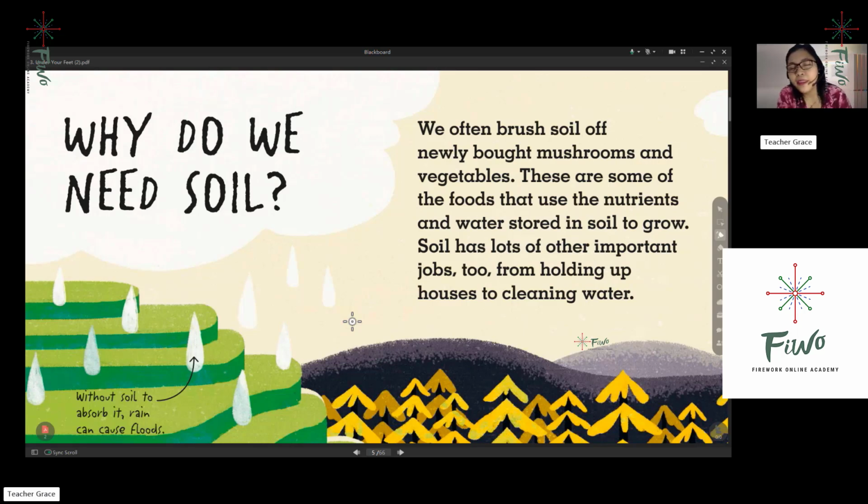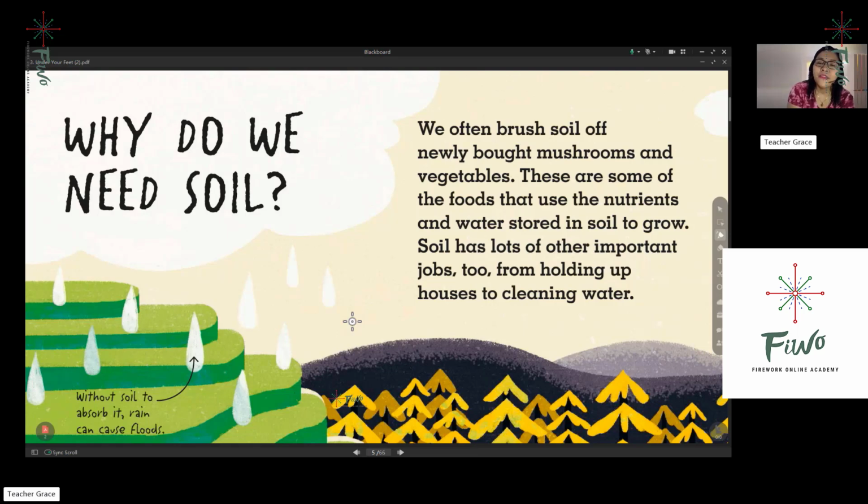Okay, so here, let's read this first. We often brush soil off newly bought mushrooms and vegetables, right? So in the soil, you can see some plants growing under the ground, right? Like, for example, sweet potatoes and potatoes, and some other vegetables that you need to dig and harvest. These are some of the foods that use the nutrients and water stored in soil to grow. So soil has lots of other important jobs too, other than growing plants and trees and providing nutrients to the plants. They have an important role in our environment.